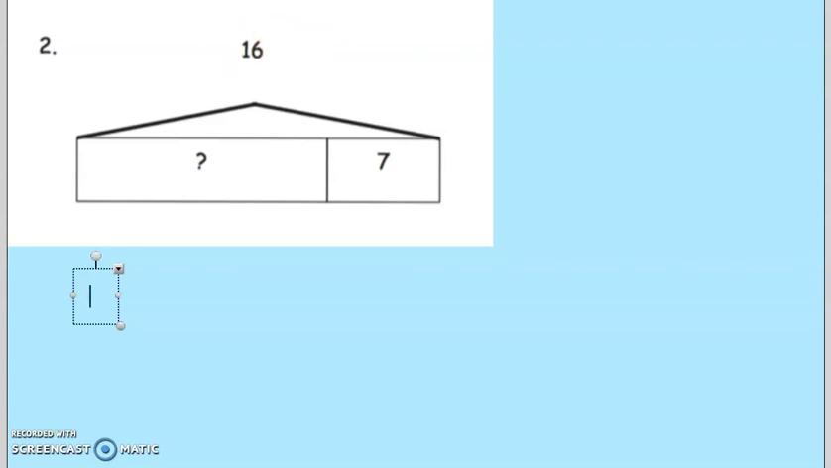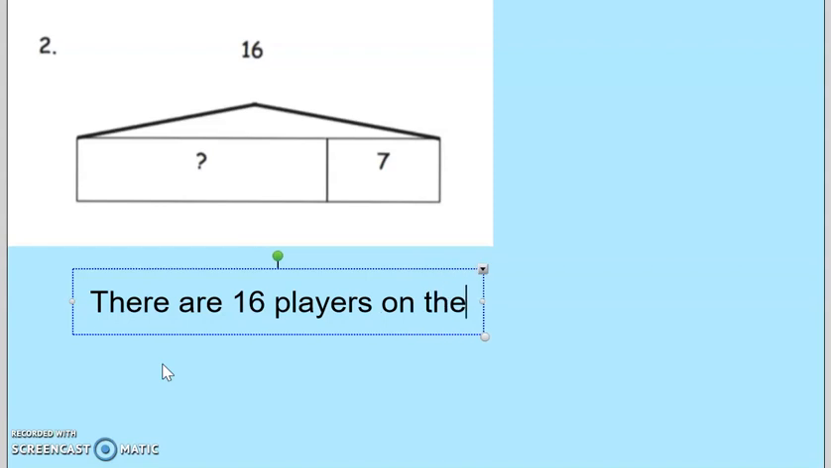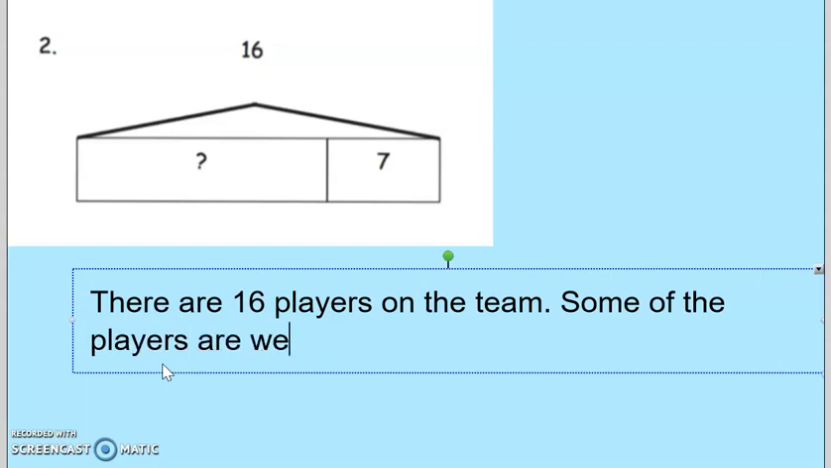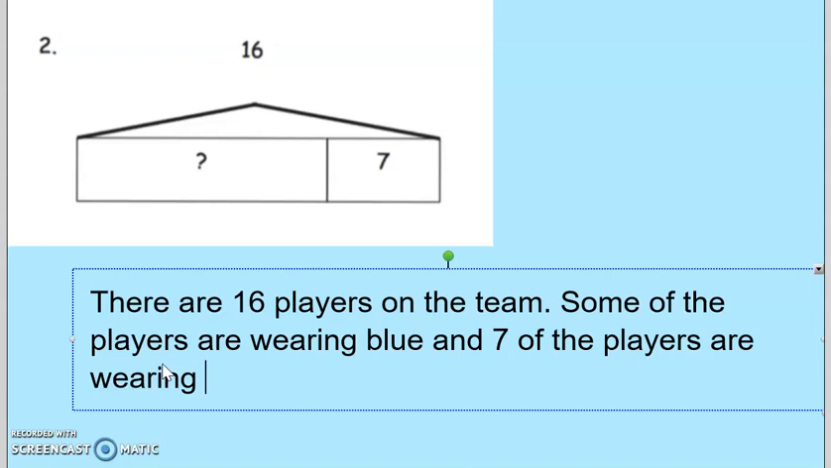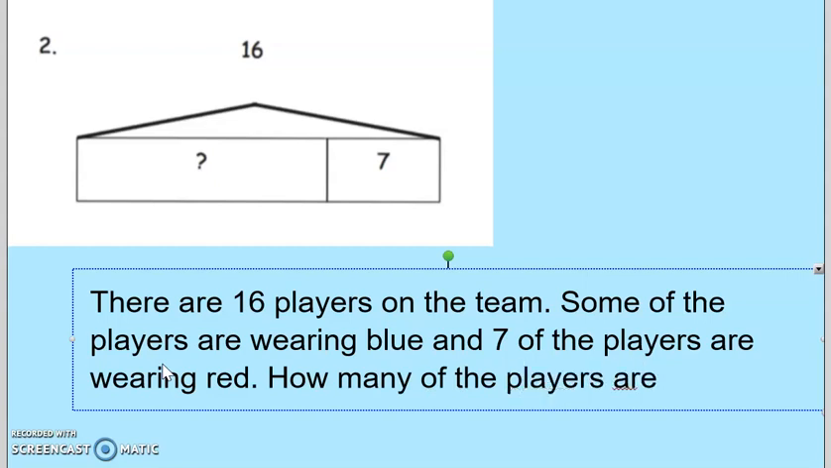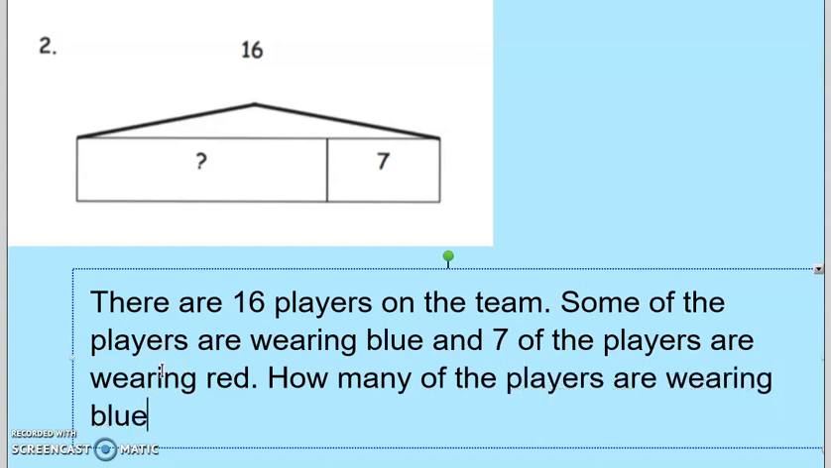So let's say there are 16 players on the team. All right, that's my total. So I know there's 16 total players on the team. Let's say some of the players are wearing blue and 7 of the players are wearing red. Now what am I looking for? I'm looking for how many are wearing blue. So I need to make sure that I ask that question. How many of the players are wearing blue?